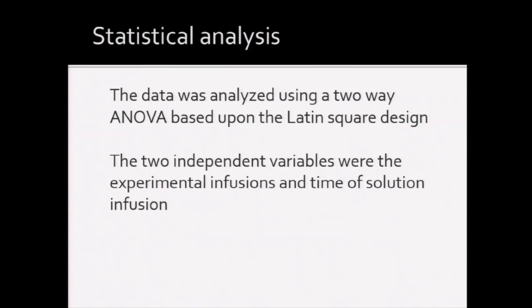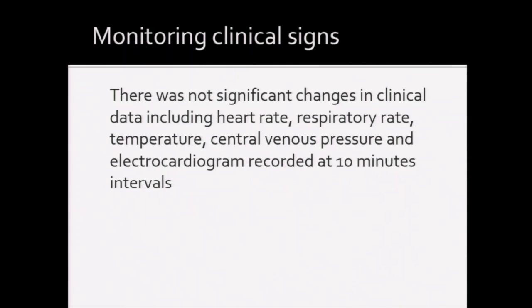The data was analyzed using a two-way ANOVA, which was based on the Latin square design, and they had two independent variables put in the model: the experimental infusion, so whether it was sodium bicarbonate or sodium acetate, and also the time of the infusions. They also monitored for any clinical signs that were changing over time.